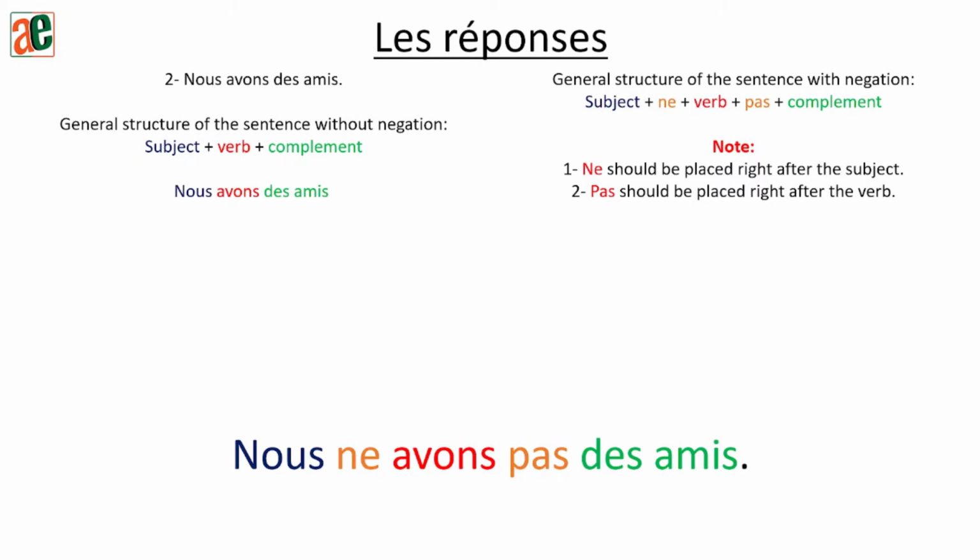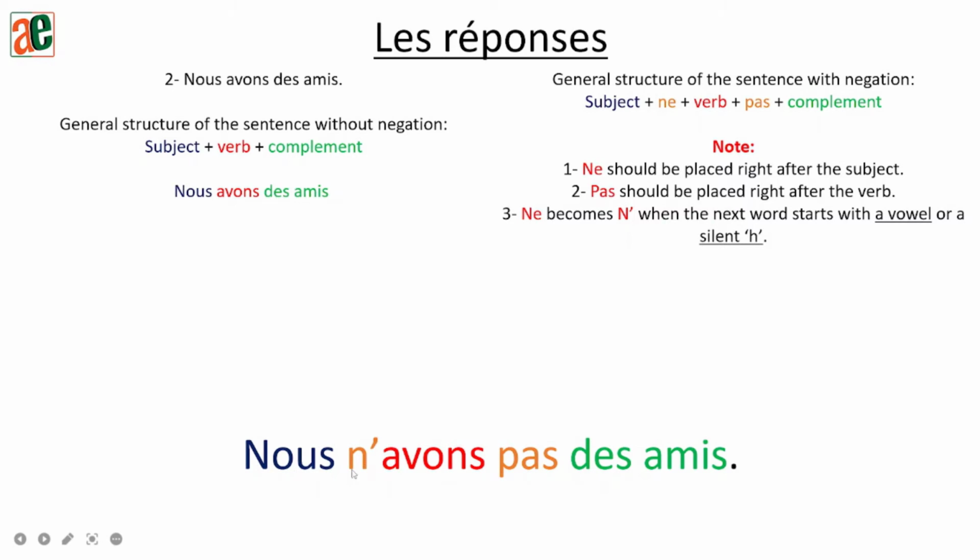Okay, understood this one? Now, we should not forget also that after ne, if you do have a vowel here, what do you have to do? Ne becomes an apostrophe when the next word starts with a vowel or a silent H. So finally, we will have Nous n'avons pas des amis. And there is another very important point: there should be no space between the apostrophe and the next word.